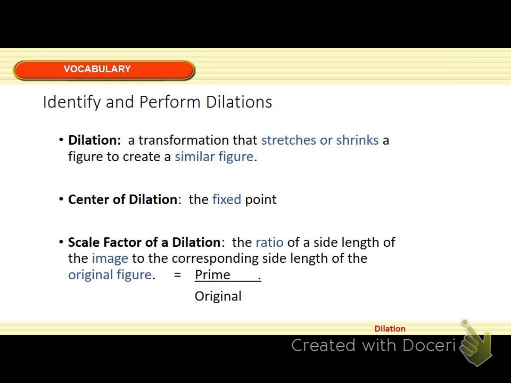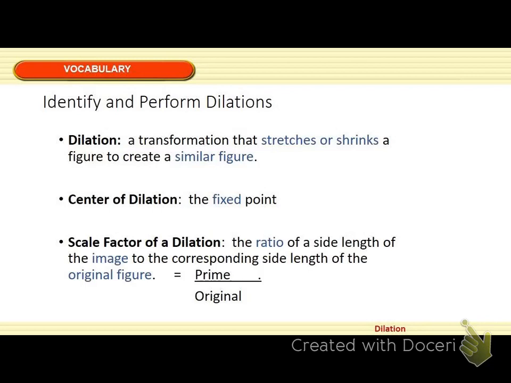Right? Now, since the dilation creates similar figures, that means that the two figures should have a scale factor. And so we have to know what the scale factor of the dilation is so that we know whether we need to blow it up or make it smaller and by how much. And the scale factor should be consistent whether we're enlarging or reducing.